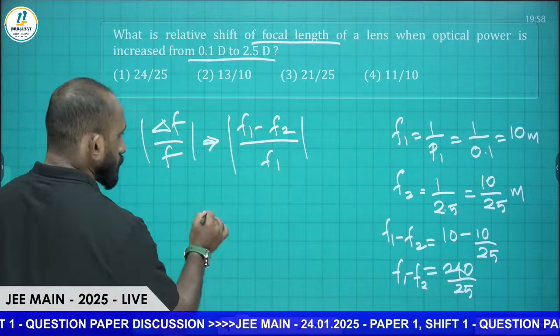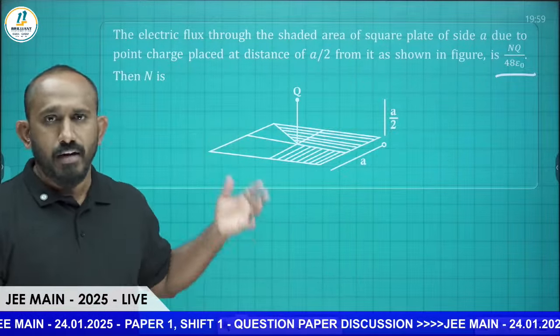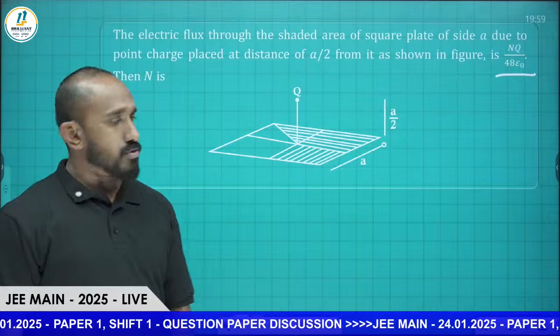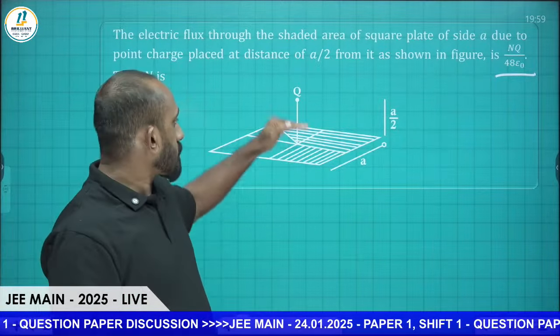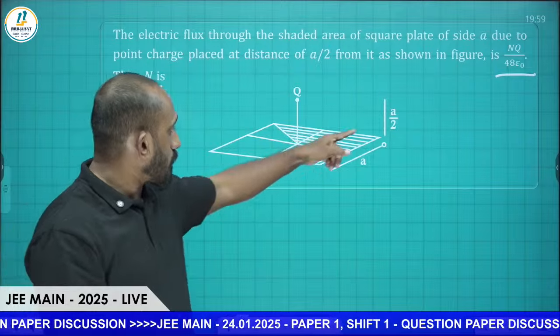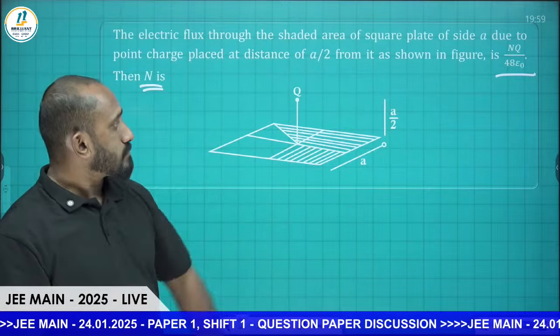The electric flux through the shaded area of a square plate of side A, due to a point charge placed at a distance of A by 2 from it as shown in the figure, is NQ by 48 epsilon 0. What is the value of N? So due to a square plate, with the point charge at a distance A by 2, what is the net electric flux passing through the shaded area?